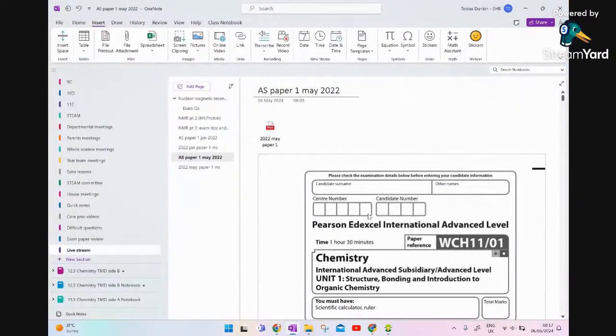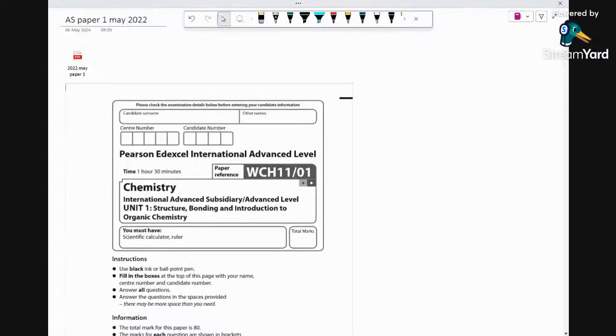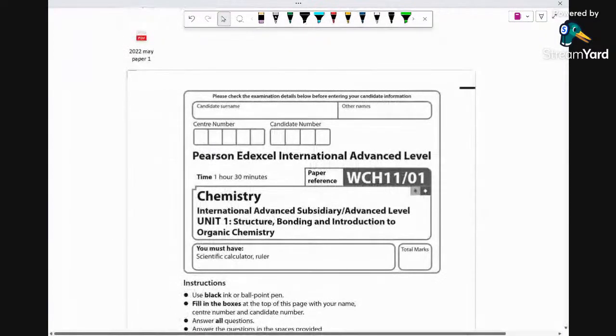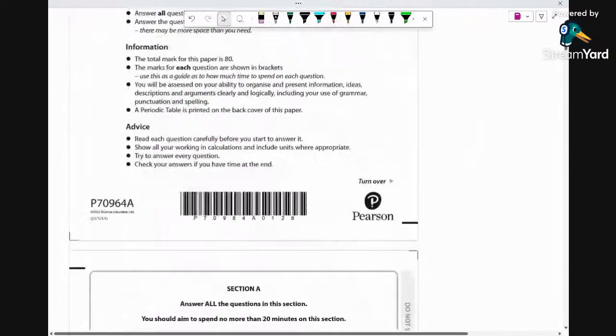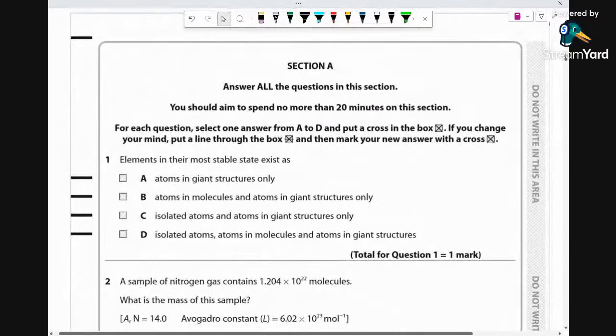Okay, so May 2022's paper. Let's crack on with this, folks. Okay, so I'm going to fill this in red. Mr. Duncan, gotta love it. I didn't fill out my name on the last one, and I felt like I should have. Okay. Right. Question number 1.